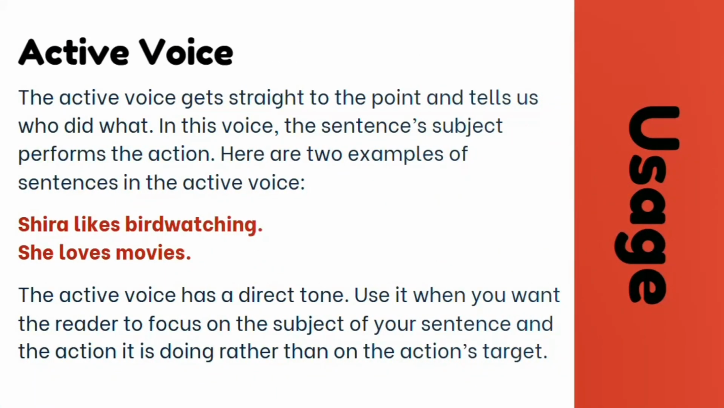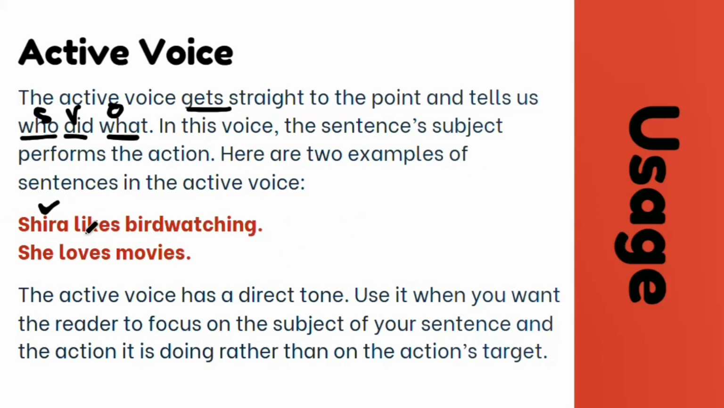The usage. When do we use active voice and when do we use passive voice? So let's first talk about active voice. The active voice gets straight to the point and tells us who did what, right? Subject, verb, object. Who did what? In this voice, the sentence subject performs the action. Here are two examples in active voice.